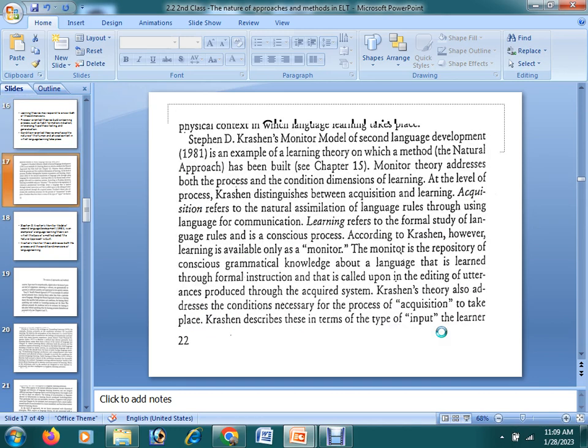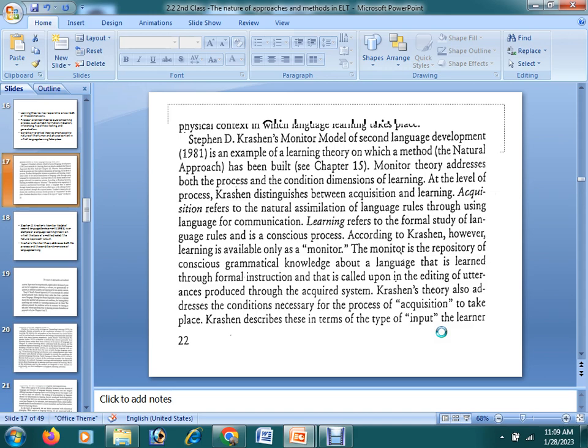Yeah, so we had been talking about process oriented and Stephen Krashen's monitor model. He is an American educationalist. He developed it in 1981 as an example of learning theory on which a method, that is the natural approach, has been built.